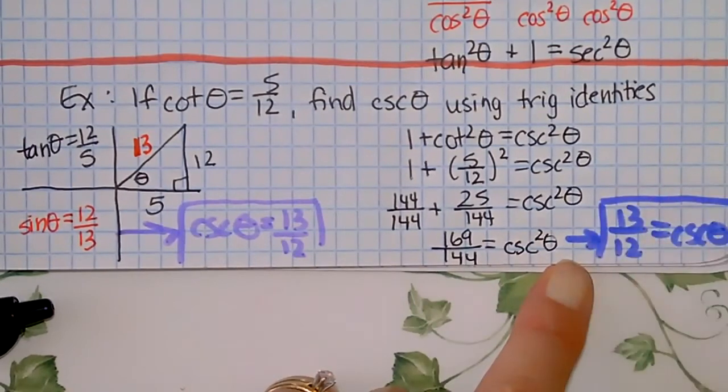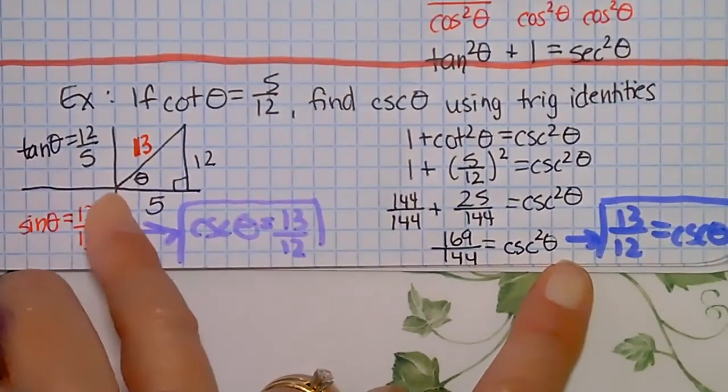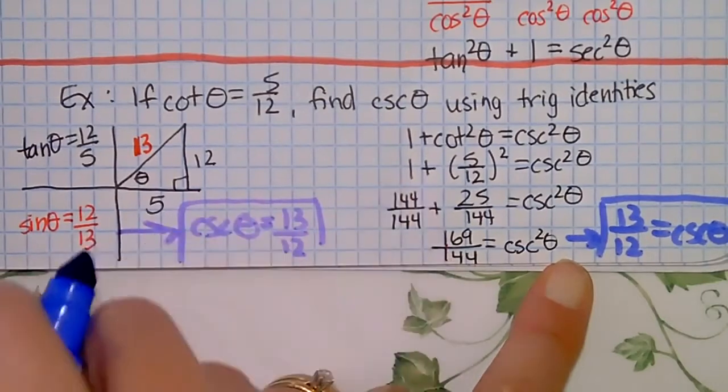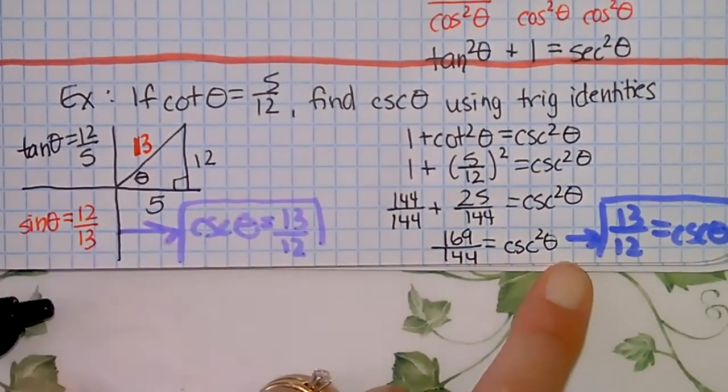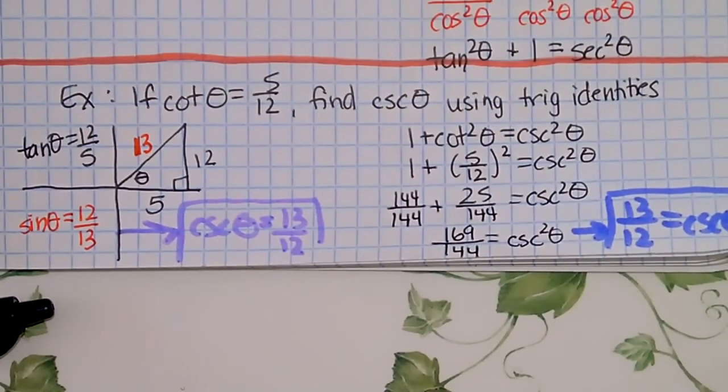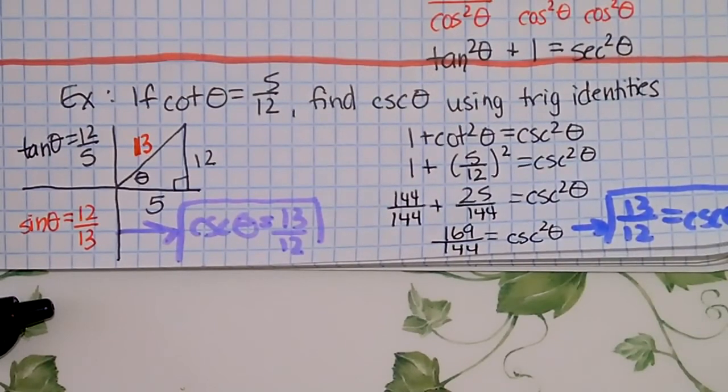So these are both methods. Here I'm using the idea of a right triangle and Pythagorean, okay? Here I'm using the Pythagorean trig identities. So now I'm going to switch over to the practice test, and we're going to run through that.